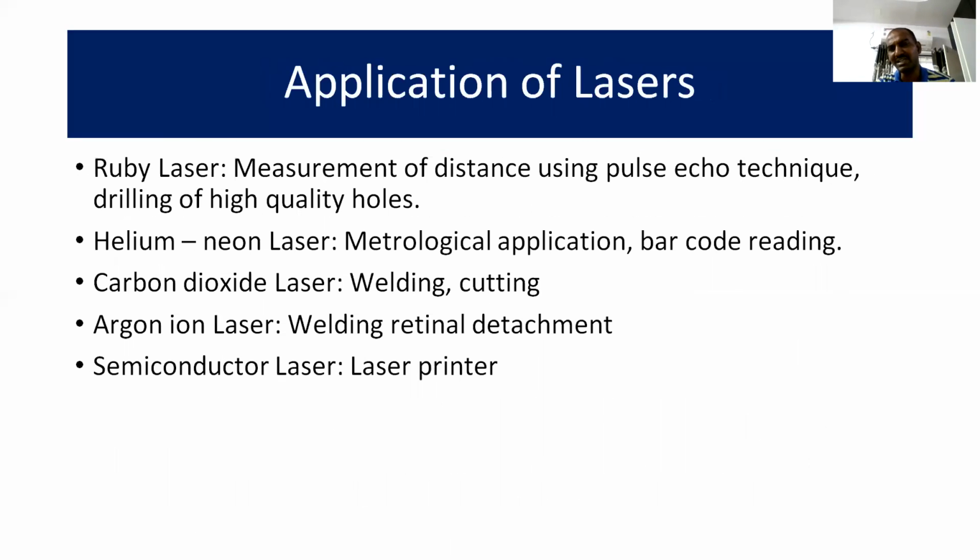And if we consider the applications once again, the ruby laser is used for measurement of distance using pulse echo techniques and drilling of high quality holes. And the helium ion laser is used in meteorological applications, barcode reading, etc. Another example of a gas laser is the carbon dioxide laser, which is used for welding and cutting. And the argon ion laser is also used for welding retinal detachment. And there is a semiconductor laser which is used in laser printers.